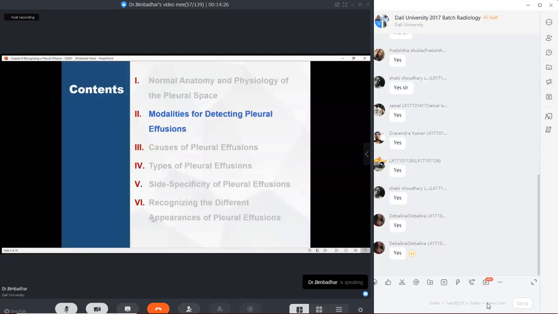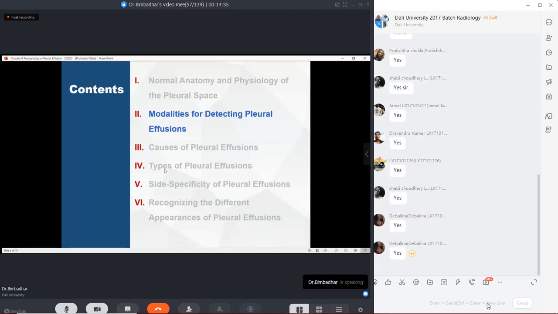So first you have to understand the fact I told you before, that unless there is a large accumulation of the pleural fluid inside the space, it is not visible on a PA chest erect film, right? So remember, unless there is a large effusion that has been collected inside the pleural space, you cannot detect it on a PA chest film erect.